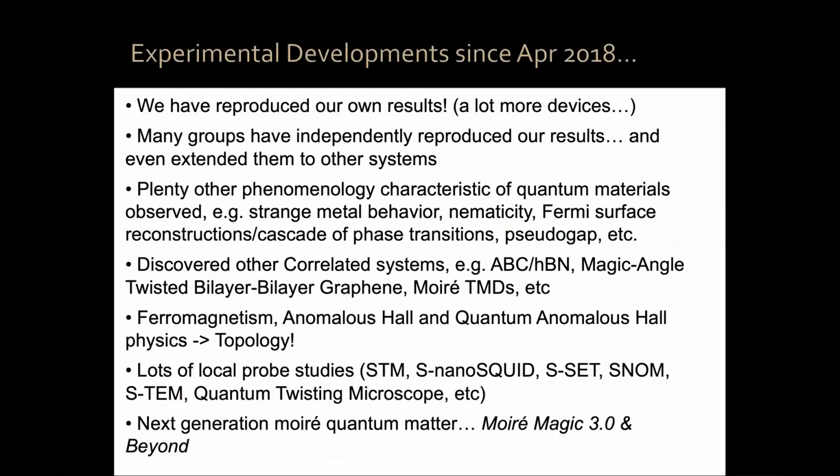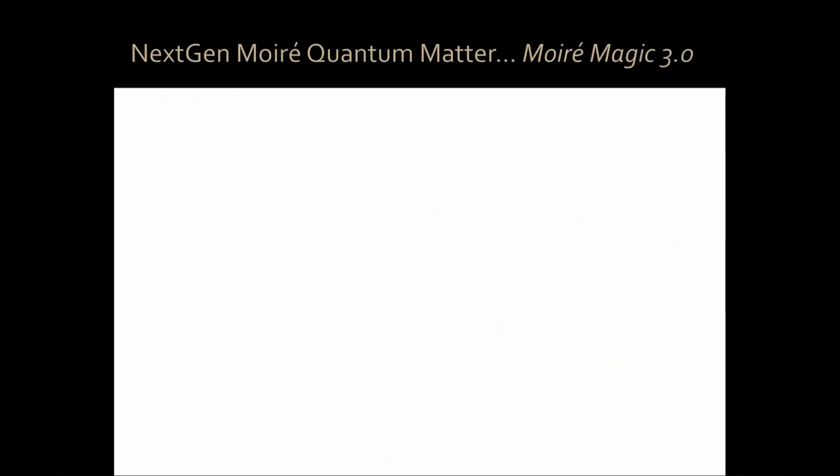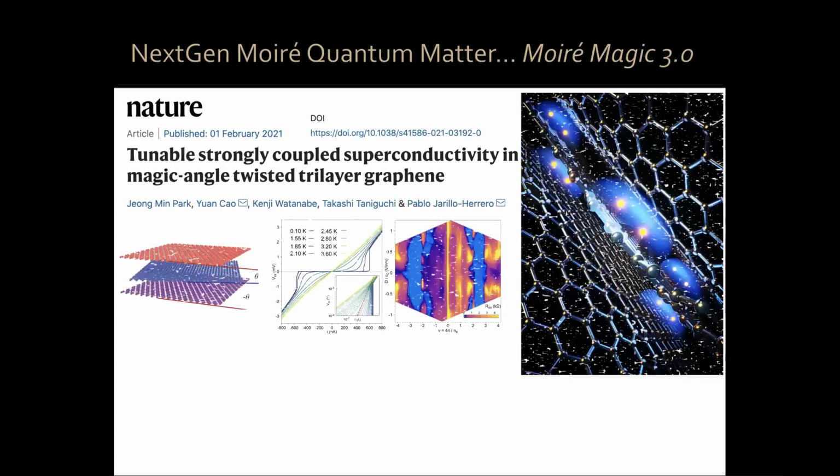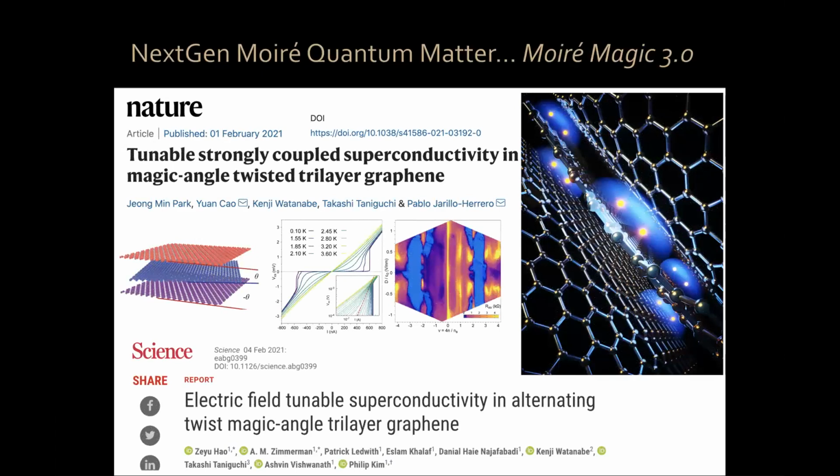Okay, now, we're building the next generation Moiré quantum matter, Moiré Magic 3.0 and beyond. I will talk a little bit about this tomorrow. So Moiré Magic 3.0 means 3 layers, okay? The group of Philip Kim and my group published, a couple of years ago, back-to-back papers the same week, showing that magic angle twisted trilayer graphene, okay? I'll say more about it tomorrow. It was theoretically predicted, by Ashwin and his collaborators, the angle. Magic angle twisted trilayer graphene is an extremely tunable and very strongly coupled superconducting system. It's even more strongly coupled than the bilayer counterpart, okay?